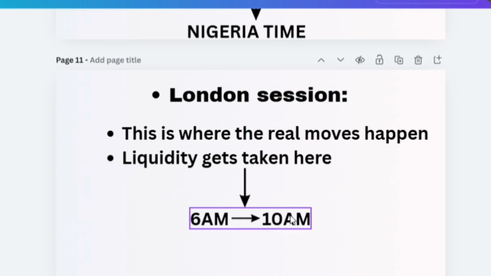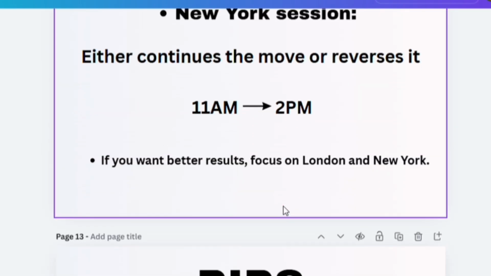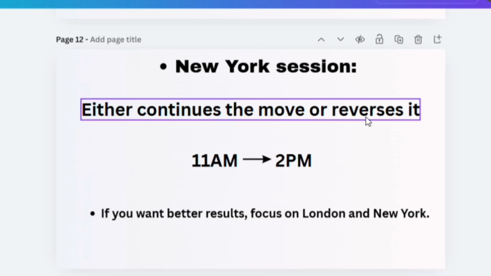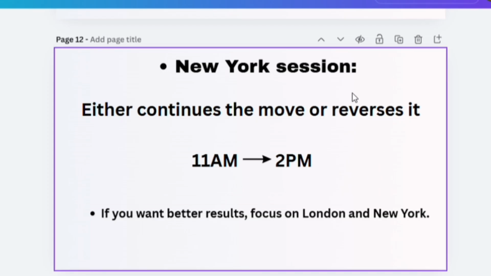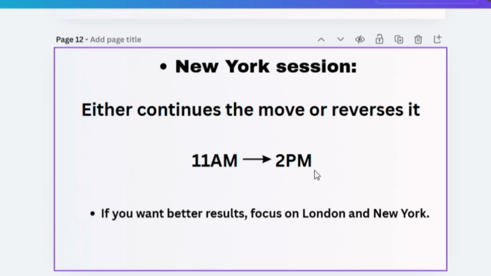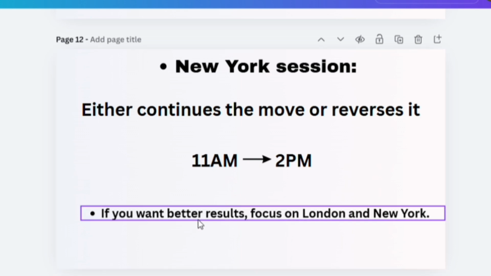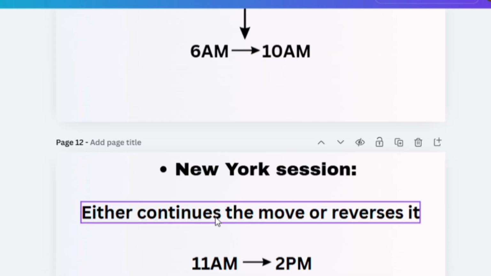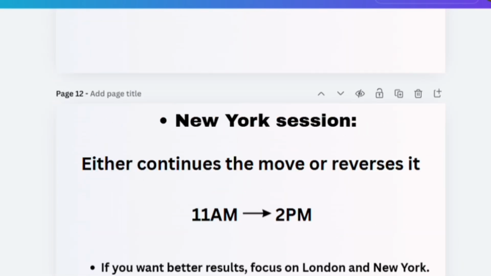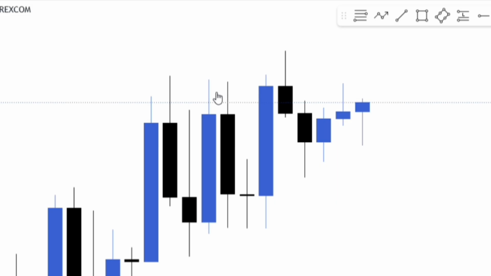After that, from 11 a.m., the New York starts. This is just a continuation of the move. Either it continues the move or it reverses. This starts from 11 a.m. to 2 p.m. You understand? So if you want a better result, you focus on the London session and the New York session. Let me show you guys how you can understand and apply this particular session on your charts.